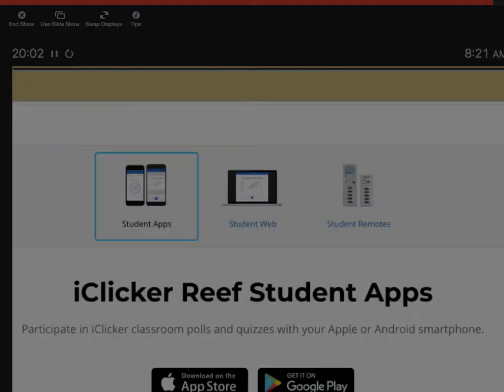Oops, this is last year's notes. The other choice you have is using the iClicker Reef app, which comes as phone apps and PC, and apparently it doesn't work with old versions of the phone. What was your OS? S4. So you're pretty old. It may not work, so you might try using the web app on your phone, because that's the other way you can do it, through the web on your phone.